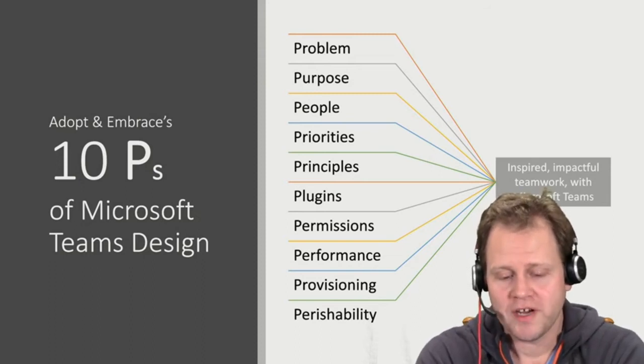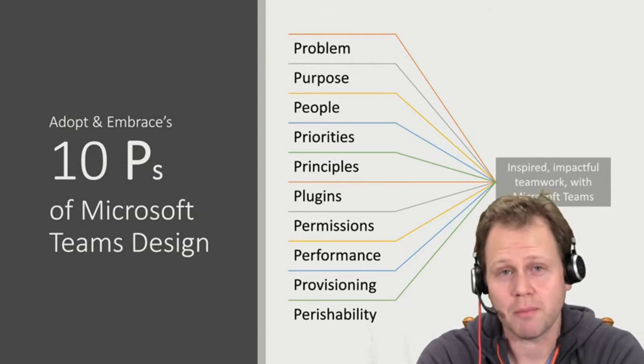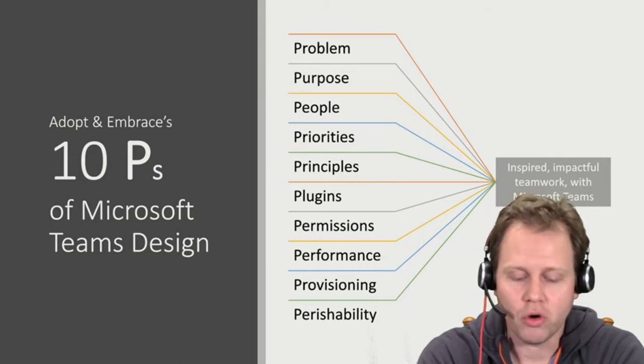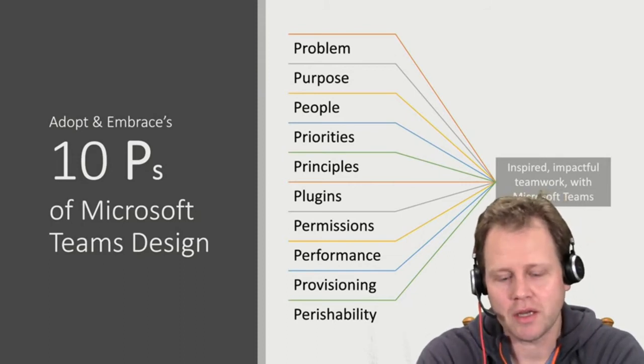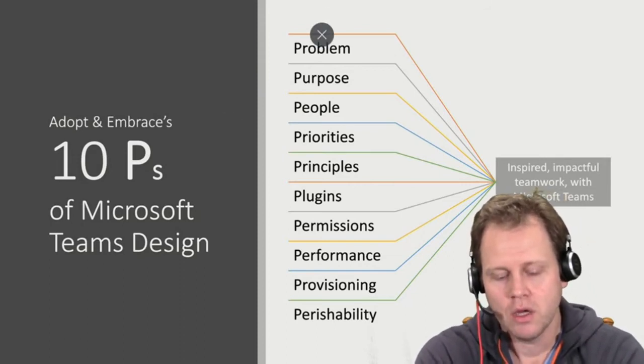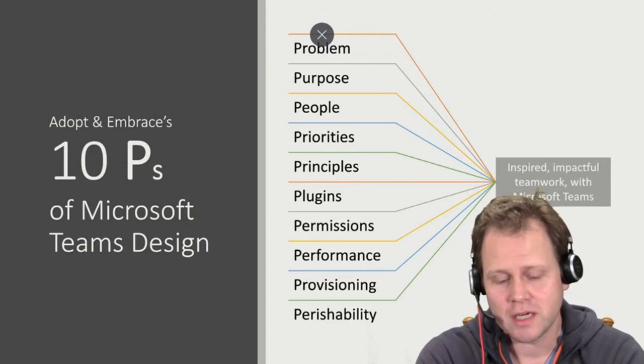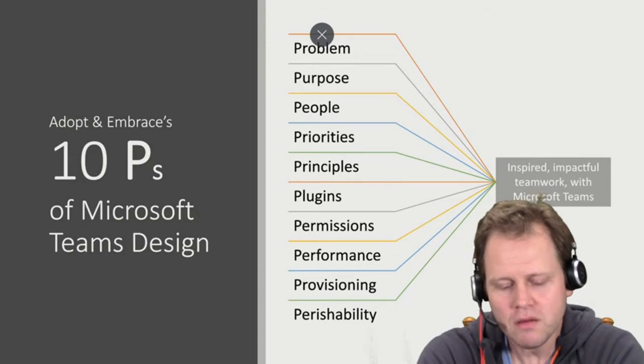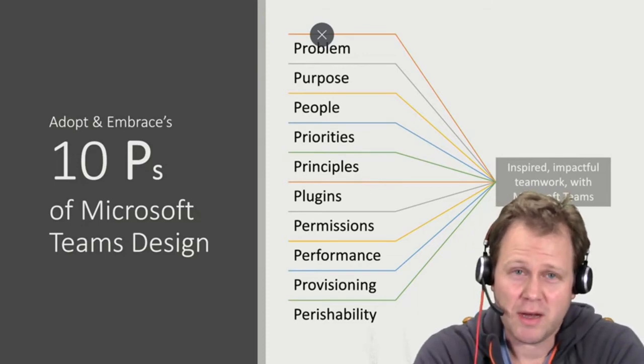So with those 4 Ps, problem, purpose, people, and priorities, we've got the structure of our team down pat now. We understand whether we've got 1 team, 3 teams, 5 teams, or more. We've got a really clear way we can name the team. We understand who's going to be involved in the team, and we've got really clear priorities, which maps to our channels, which is great.